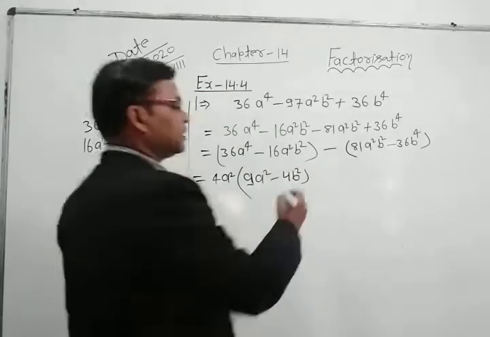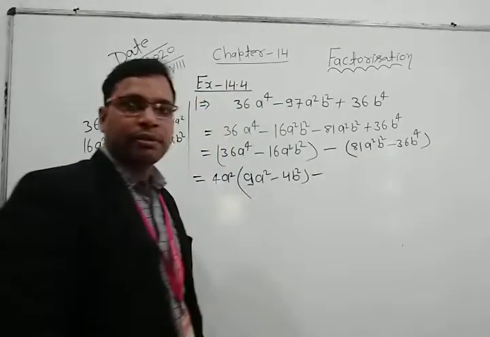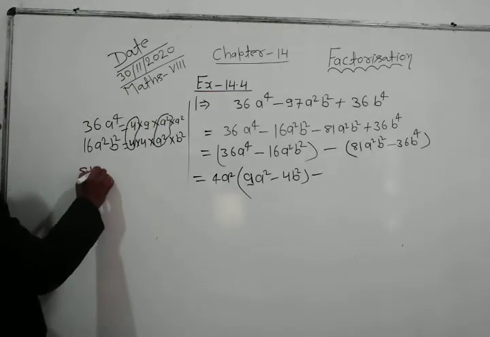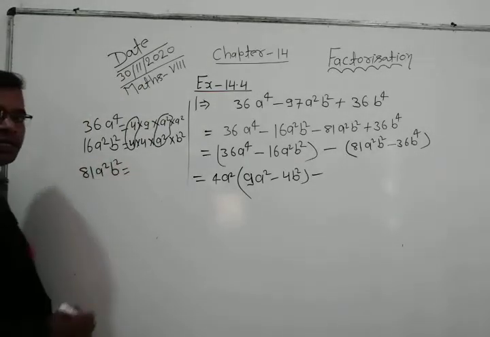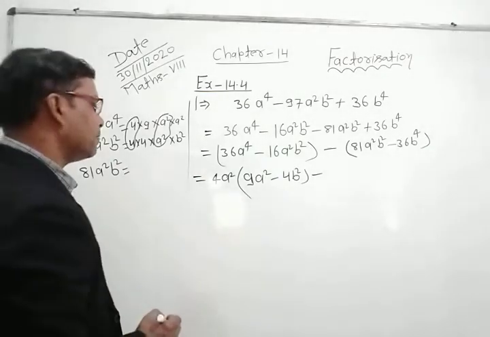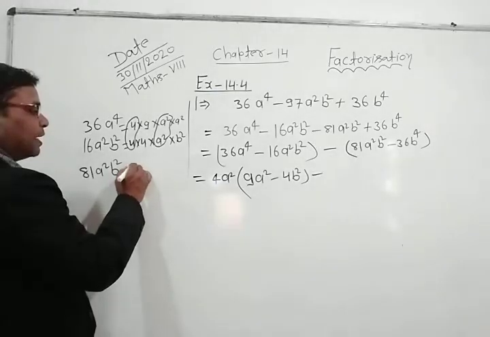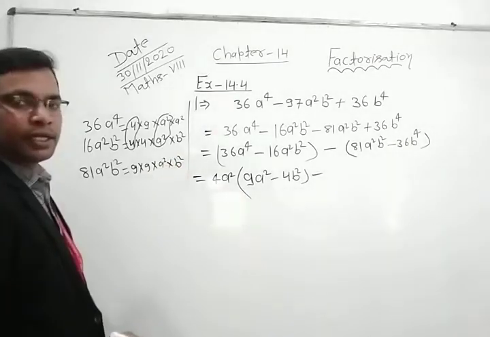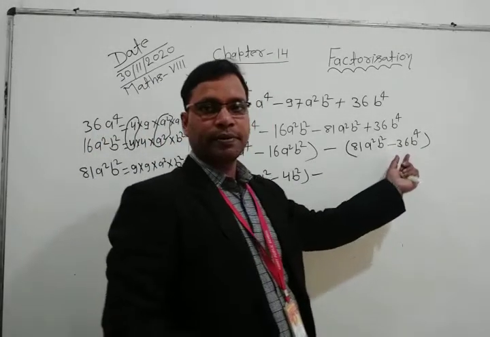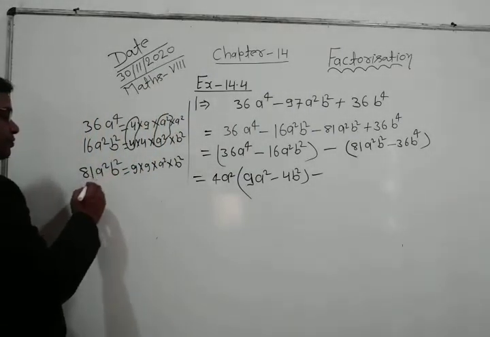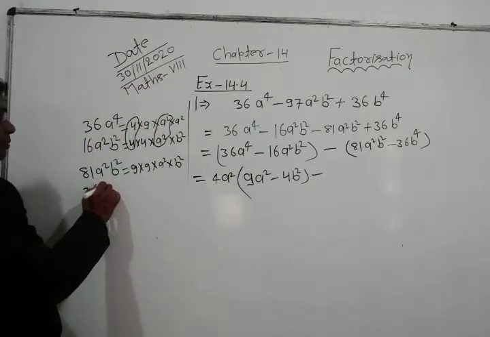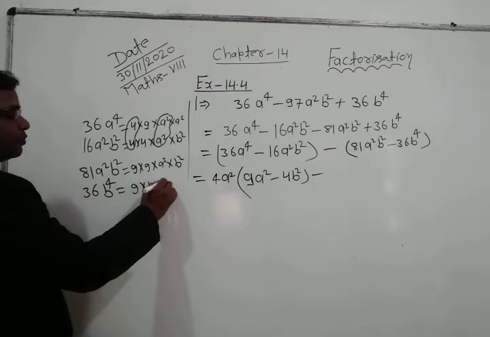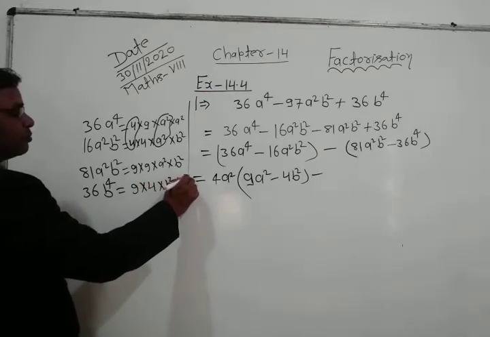Now in the second group, what is common? You can write 81a^2b^2 as 9 into 9 into a^2 into b^2. Clear? And the other term, 36b^4, you can write as 9 into 4 into b^2 into b^2.